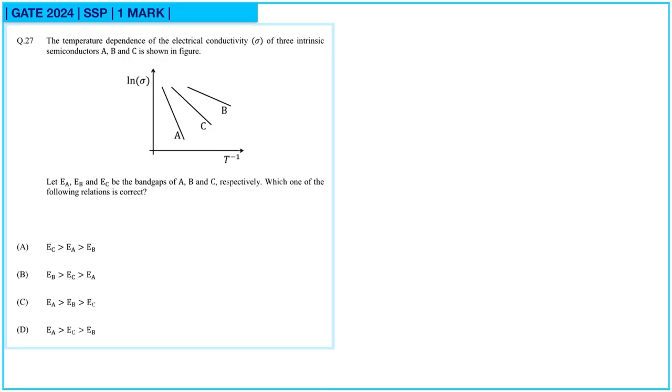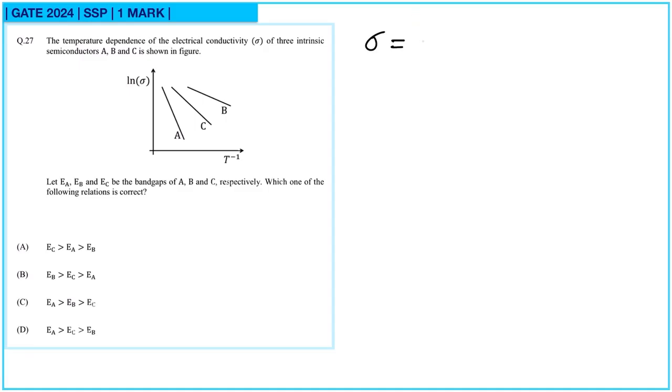Next, question number 27. The temperature dependence of the electrical conductivity sigma of three intrinsic semiconductors A, B and C is shown in the figure. There is a graph of ln of sigma versus T inverse. Let E_A, E_B and E_C be the band gaps of A, B and C respectively. Which one of the following relations is correct?